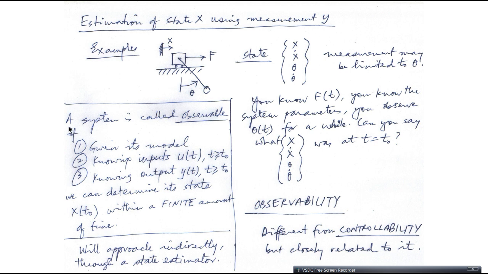So here a system is called observable if, given its model, so the system model, the math equations, knowing the inputs for some time greater than t0, so starting at t0 and then on whatever are the inputs, knowing the output y of t, we can determine the state x at t0 within a finite amount of time. So you will see this finite amount is important. It is the same as controllability, this idea that it has to be done within a finite amount of time. And instead of developing the theory directly, we are going to approach it indirectly through a state estimator.